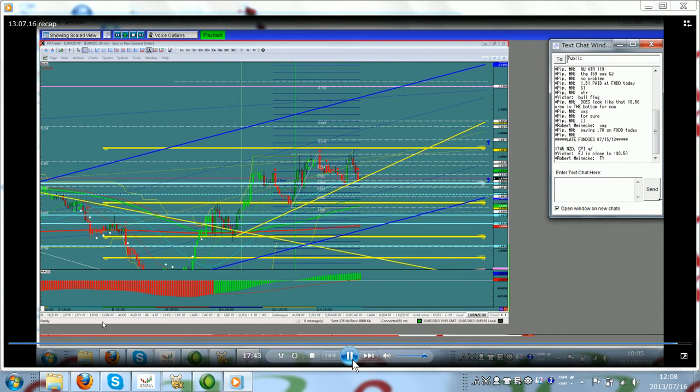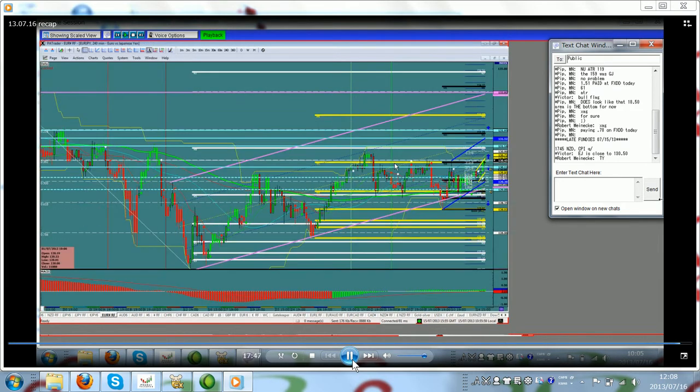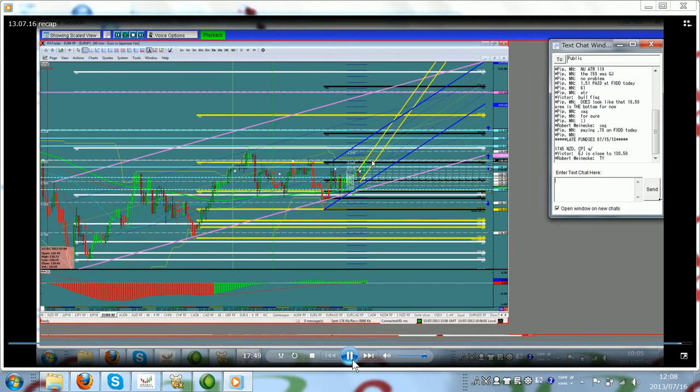EG is close to 130, thank you. All right, yeah, it is. Waiting for the bounce above here, but I'm a little leery about trading it now. I'm willing to come back here at the Singapore and see if we get it on then, so.